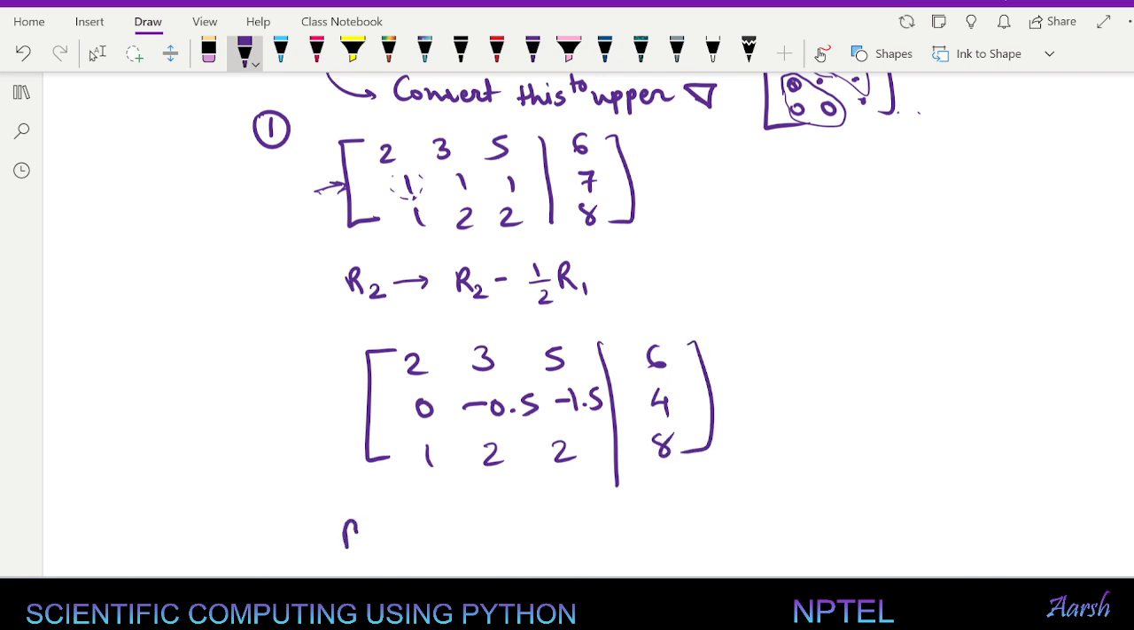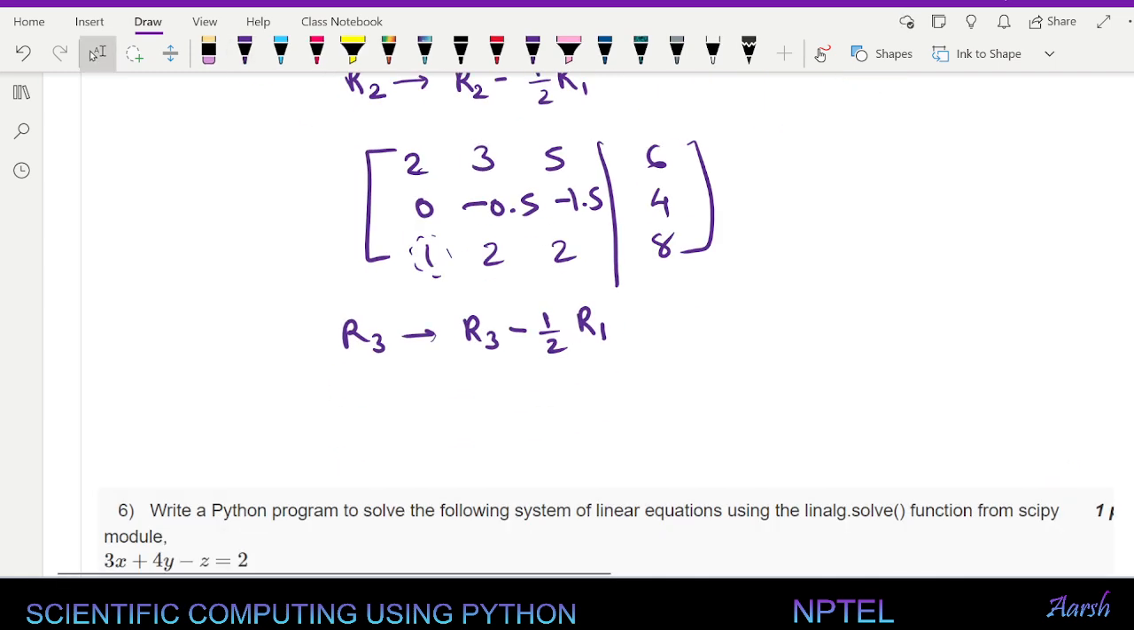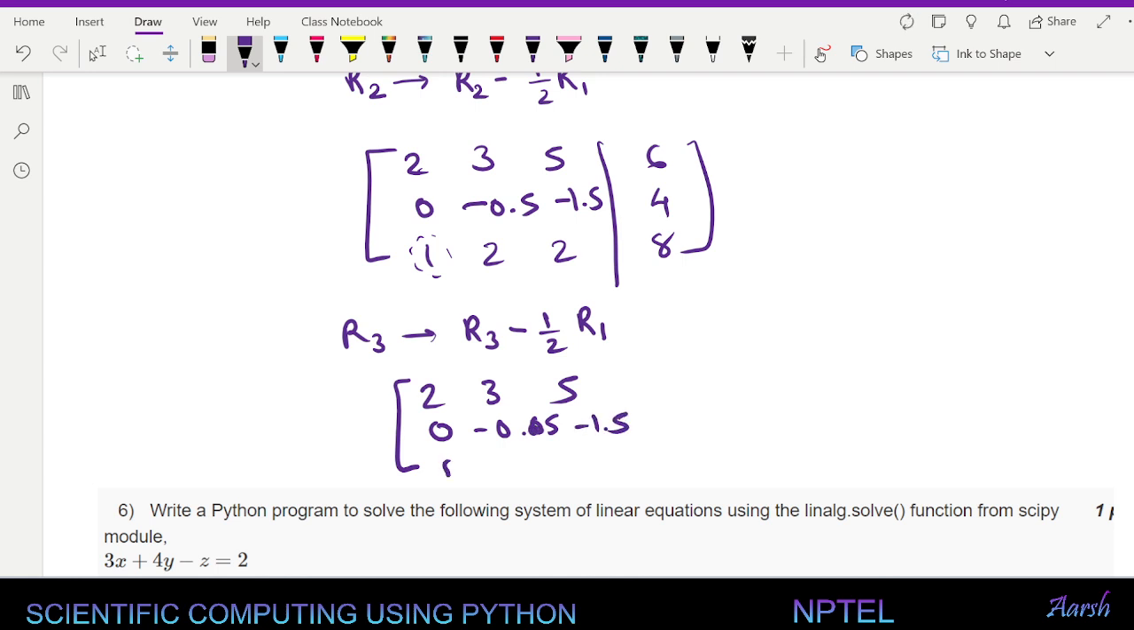Then we do another operation to get this one as 0, so again R3. For that we have to subtract again half of R1. So we get, don't worry, I'm not going to solve the entire thing, 0.5 minus 1.5, this is 0, and 2 minus 3 half, that is 0.5, and 2 minus 5 half, which is minus 0.5, this is 6, 4, and 8 minus 3, which is 5.